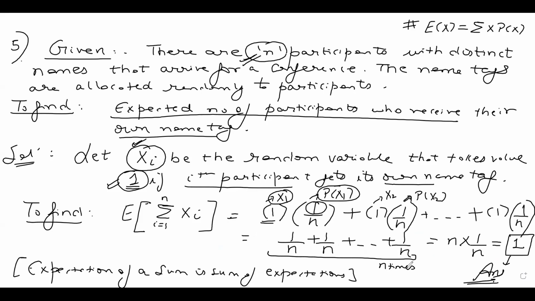So hoping all students have understood. Objective was to find out the expected number of participants who are going to receive their own name tag. We had defined the random variable xi as taking the value 1 if the ith participant gets its own name tag, and 0 if it is not getting its own name tag. So our objective was to find out expected value of summation xi, where summation xi is going to give me the total number of participants who have got their own name tags.